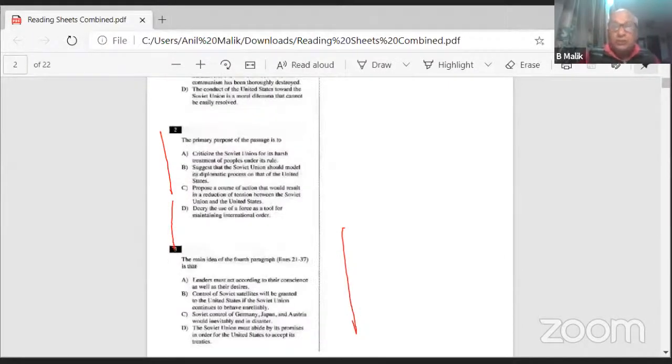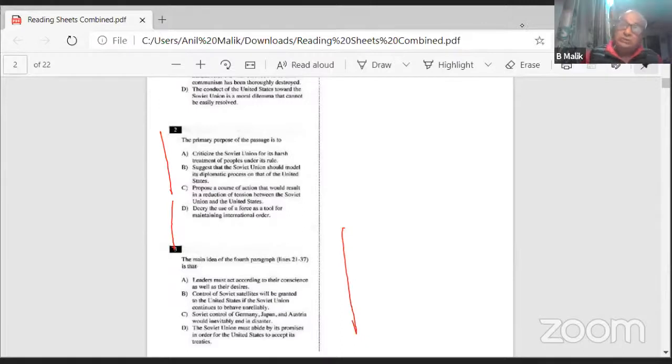So when I answer question number two, I'll pick up an answer which tells me to propose a course of action that would result in a reduction of tension between the Soviet Union and the United States. How I eliminate, I will cover when I come to the reading part, which is on the next Sunday. Today we will just focus on the basic fundamentals as to how we should do the various types of questions.